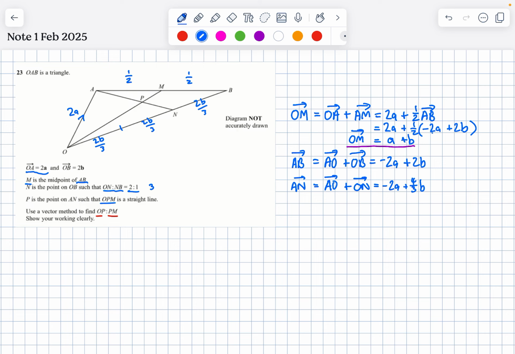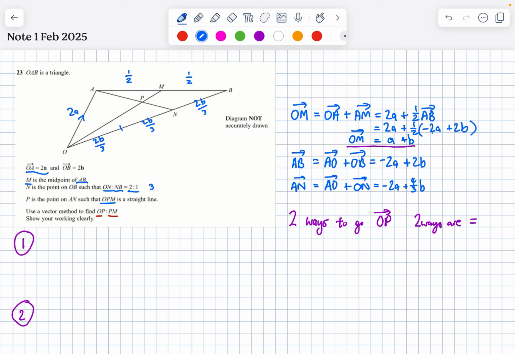Now, the idea of this proof is I want to find 2 ways to go from O to P, and those 2 ways are equal. Then I can find out how far along that line P is. So let's do the first one.